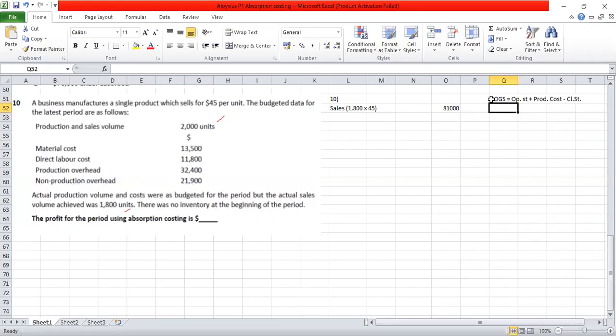So find out what is the production cost. Production cost anyway is given there. Material cost, direct labor cost, production overhead, non-production overhead. So all these costs are production costs. From these production costs, the closing stock has to be calculated. So first we need to find out what is the value of closing stock. Then only we will be able to proceed further. So value of closing stock.